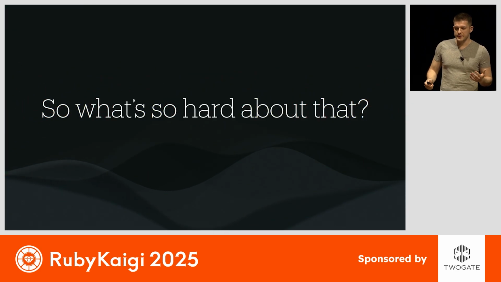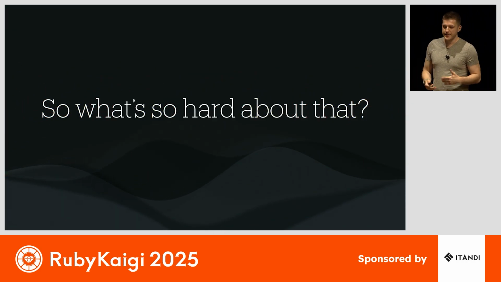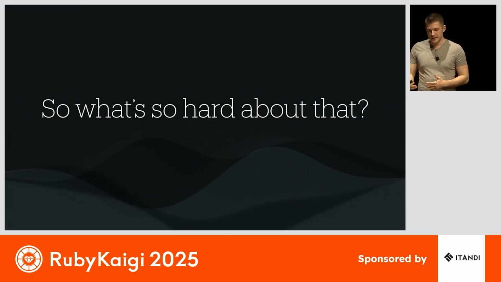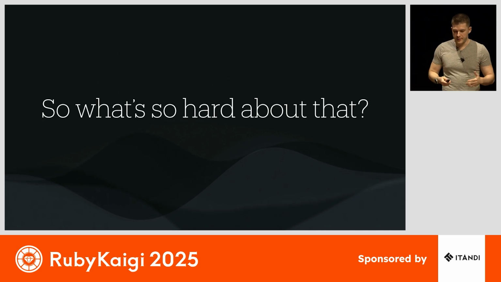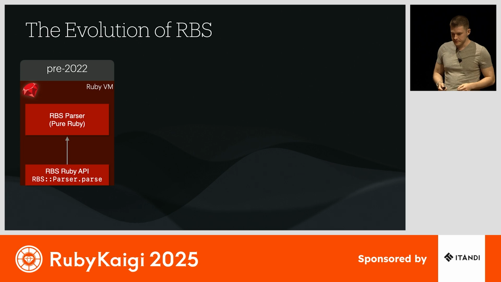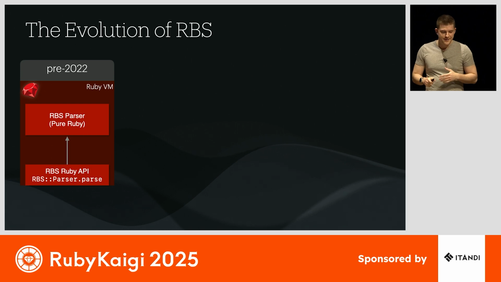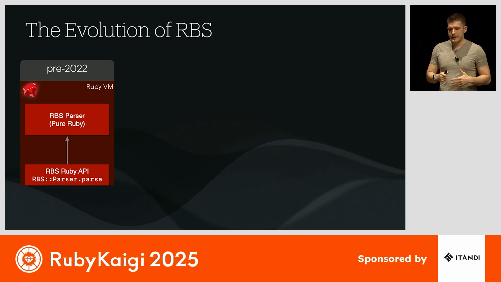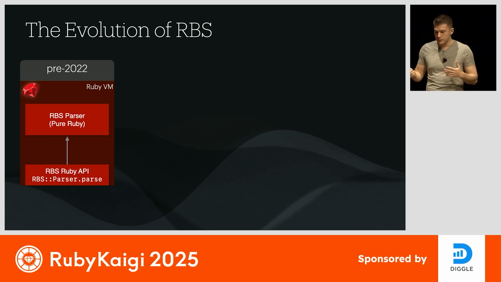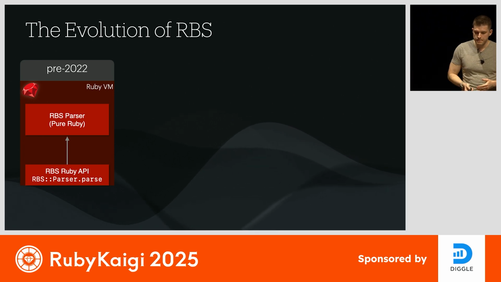So what was so hard about this? What warrants making a conference talk about the work that we've done here? To explain that, I'm going to have to give a really brief overview of the history of RBS and how it was developed. Before 2022, RBS was a pure Ruby gem that had an internal parser that was written in Ruby that was accessed via a regular old Ruby API. You would call the parse method on RBS::Parser.